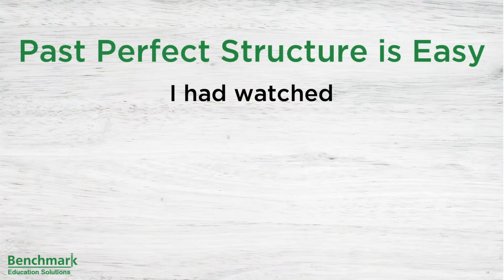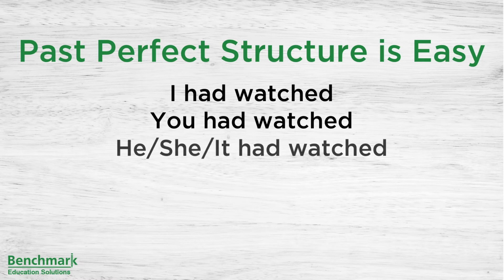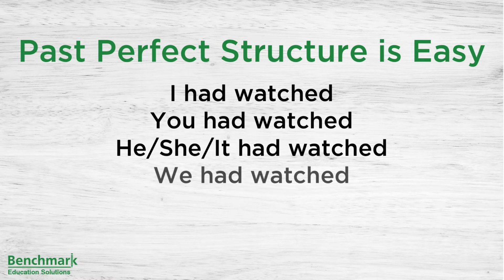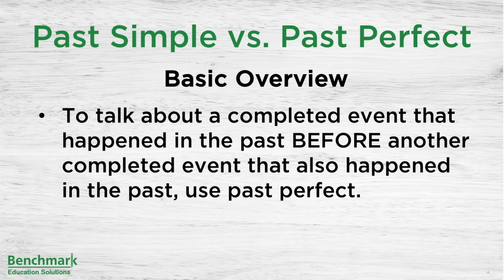First of all, we're looking at these two tenses together because they're frequently confused by OET test takers. The structure of the past perfect is very easy. We use the helping verb had with the past participle for all subjects. I had watched, you had watched, he, she had watched, we had watched, you had watched, plural, and they had watched.